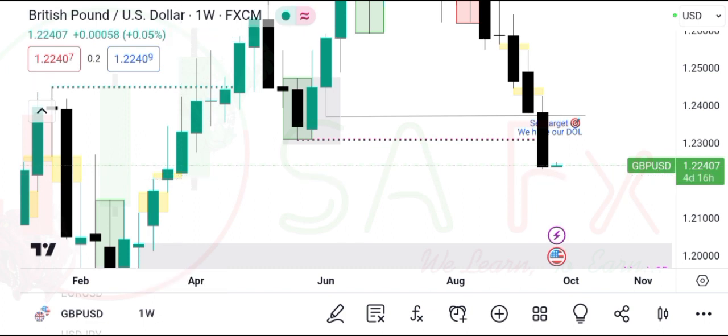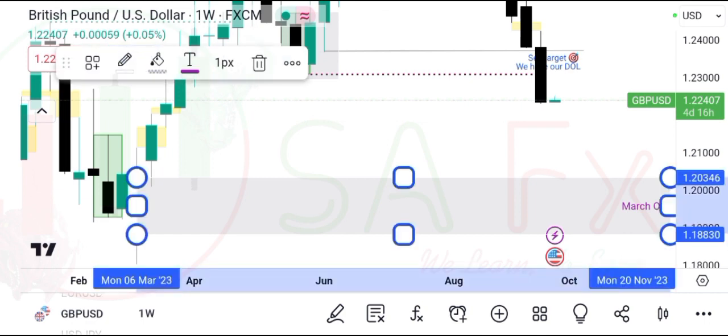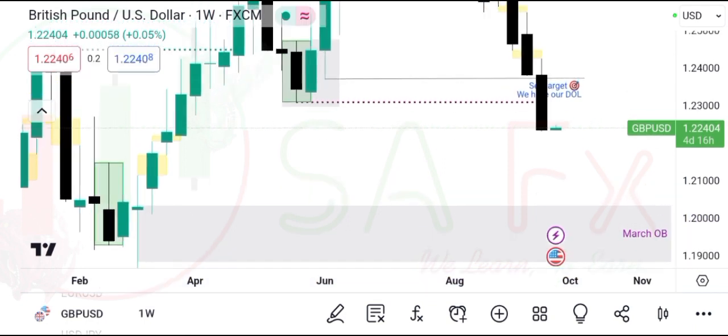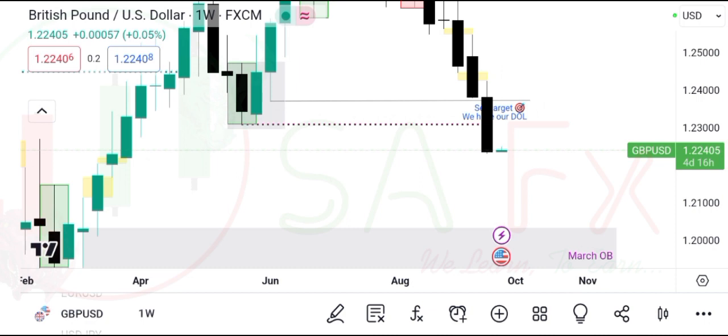So we are not just waiting for that. Actually, we are looking at the March order block here. Yeah, because it's this order block that changed the delivery for us. So we are expecting a move down to this March order block. But before then, that's the overall movement that we are expecting. What is the market likely going to do before moving towards our targets?